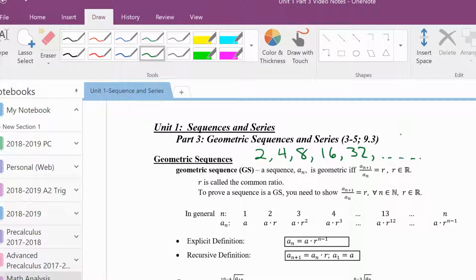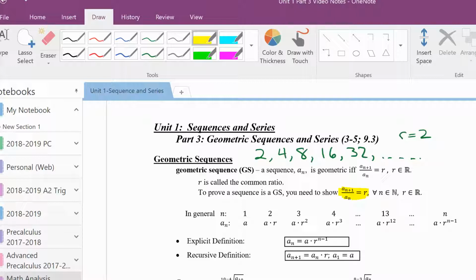That number we're multiplying by is called the common ratio, r. That's the number you multiply by to go from term to term. You can get the common ratio by dividing the next term by the previous term. And that is what's called the common ratio.